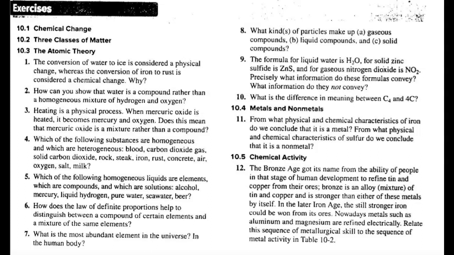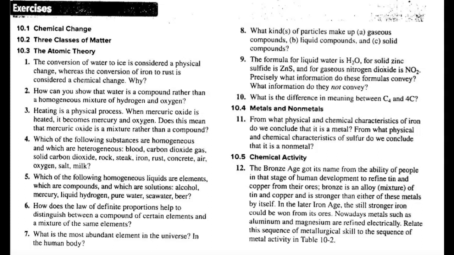Number 5, which of the following homogeneous liquids are elements, which are compounds, and which are solutions? The substances are alcohol, mercury, liquid hydrogen, pure water, seawater, and beer. So the question is, which of the following homogeneous liquids are elements, and which are compounds, and which are solutions?